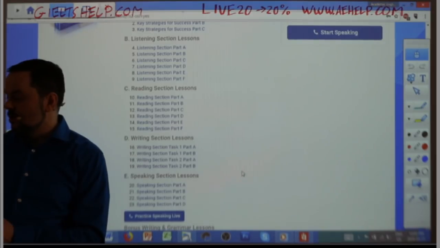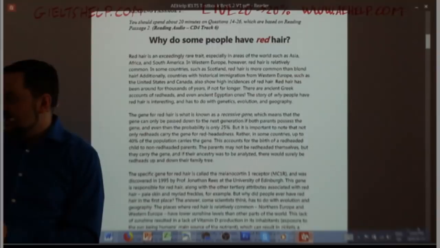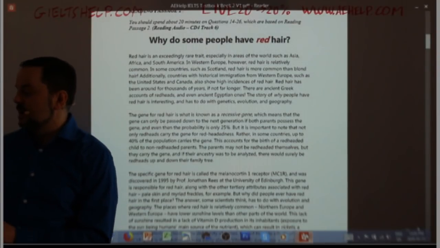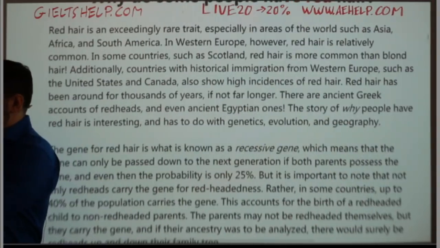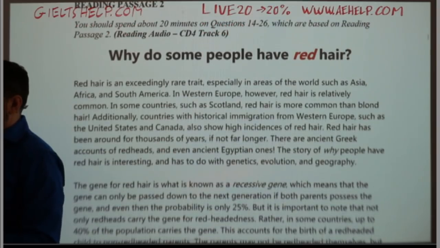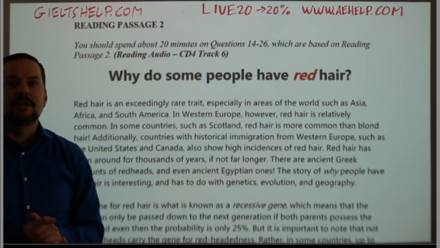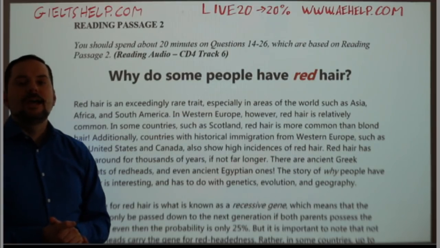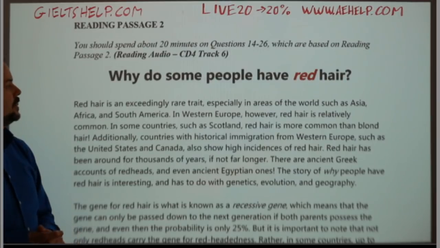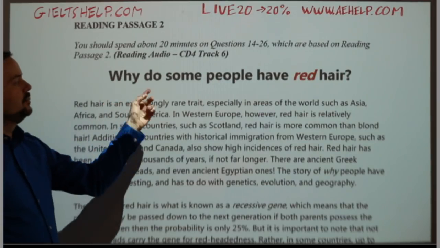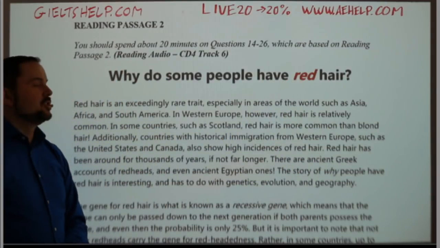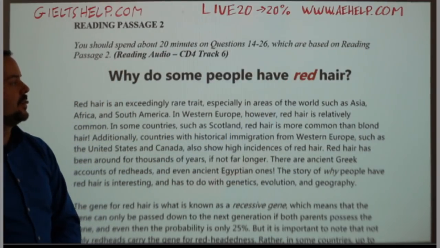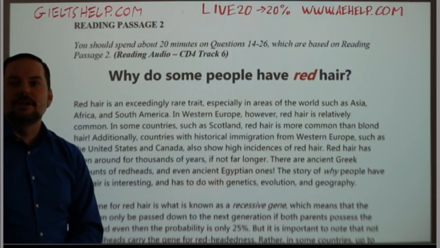All right, so today we are looking at IELTS reading, and I will teach you some vocabulary as well with the reading. So this is passage 2 from our academic book. And the title of the topic we are looking at today is, Why Do Some People Have Red Hair? We tried to choose topics for our materials that are interesting for everyone.